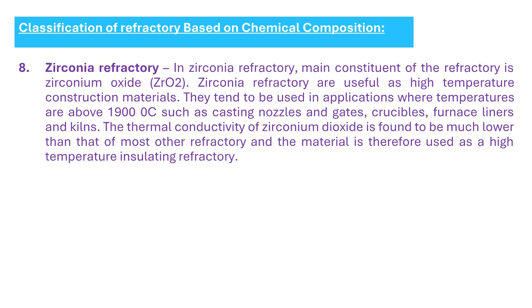One unique property of zirconia is its low thermal conductivity compared to most other refractories. This makes it useful not only as a structural material at extreme temperatures, but also as a high-temperature insulating refractory. The main limitation, however, is cost. Zirconia refractories are very expensive, so they're typically reserved for critical applications where performance justifies the premium price. In short, zirconia refractories deliver unmatched reliability in the harshest environments, but they come at a high cost, making them a specialized choice for only the most demanding situations.